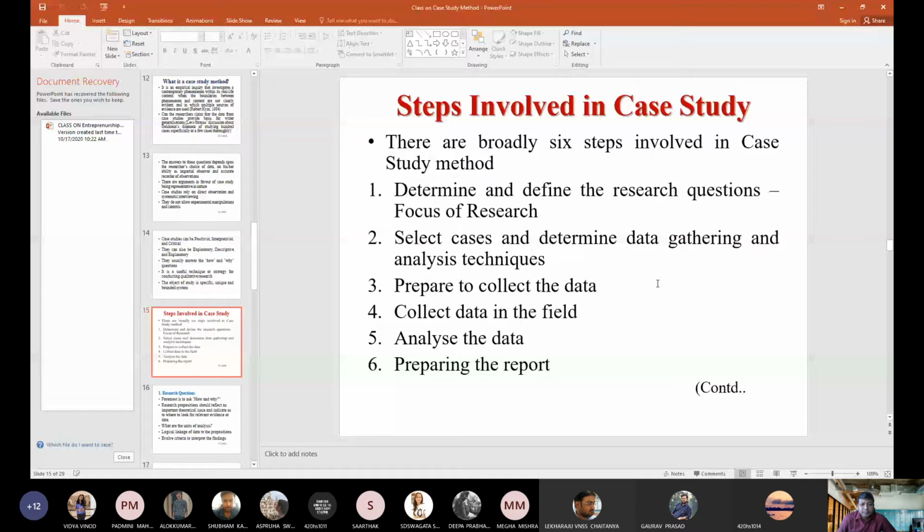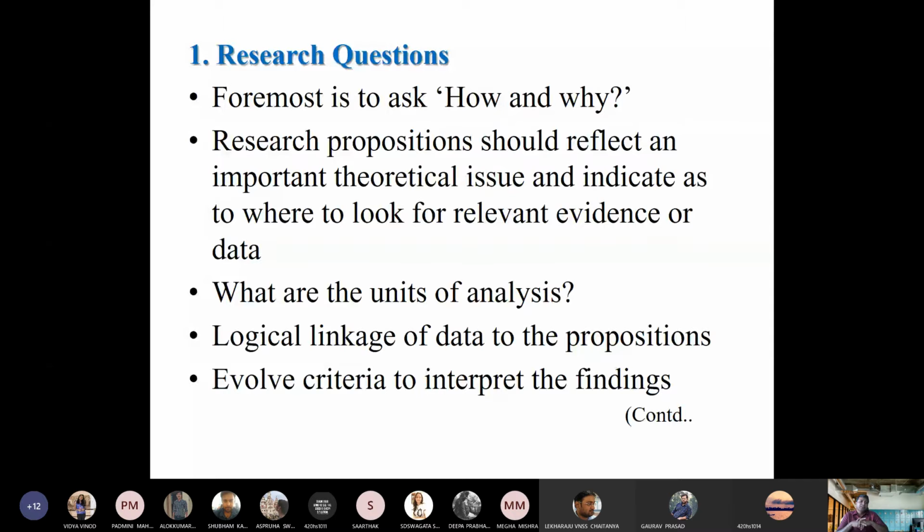Then you see the next, what exactly we are to do. The research question is highly different. Foremost is to ask how and why, how it happens and why it happens. When I am developing a research question, how and why it happens has to be very much in my question. Research proposition should reflect an important theoretical issue and indicate where to look for relevant evidence or data. What are the units of analysis? How many cases am I going to take?